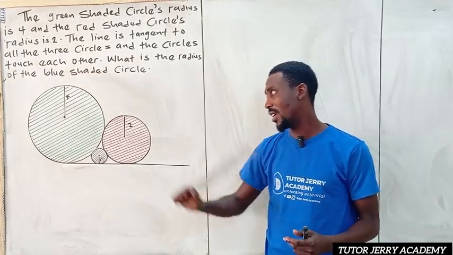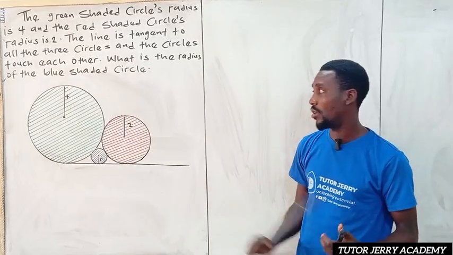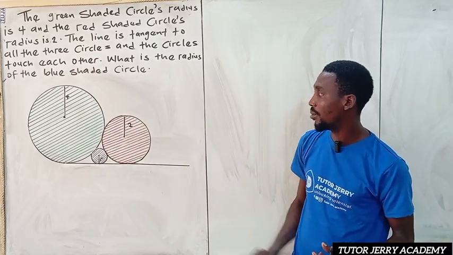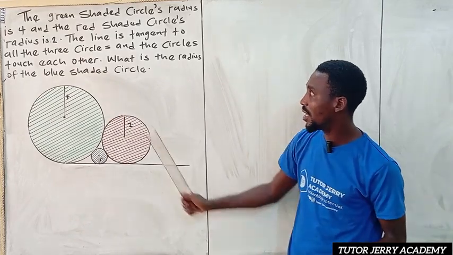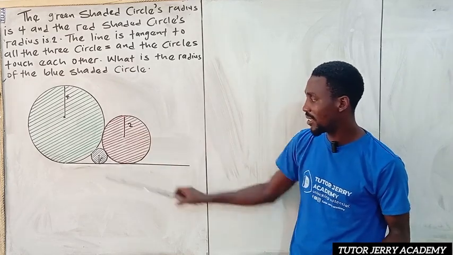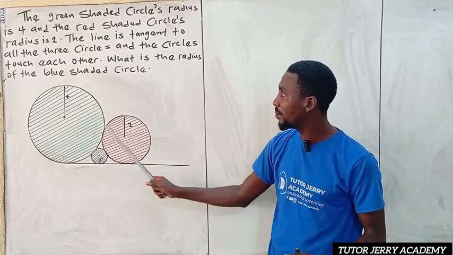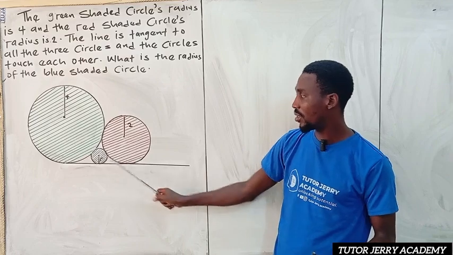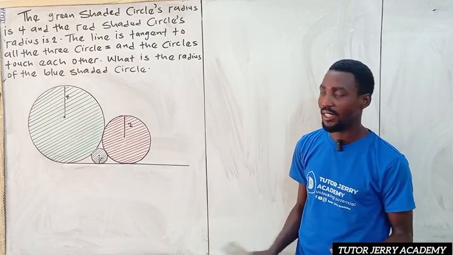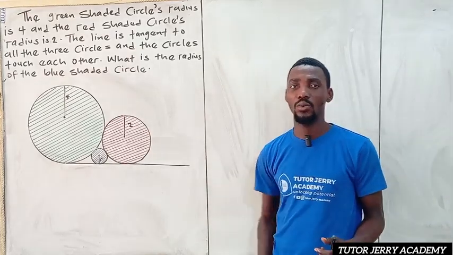That is this bigger circle here that is shaded with red color. They said the radius is 4, and the one shaded with red, they said the radius of the circle is 2. So the line is tangent to all the 3 points, and the circles are touching each other. You can see the 3 circles, they are touching each other. So we are asked, what is the radius of the blue shaded circle? That is the radius of this small circle between these 2 circles.